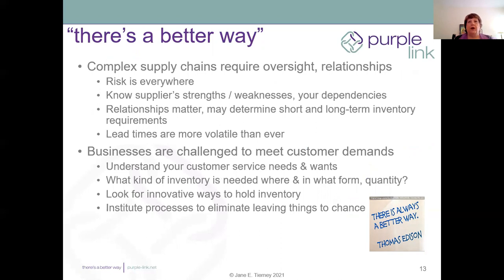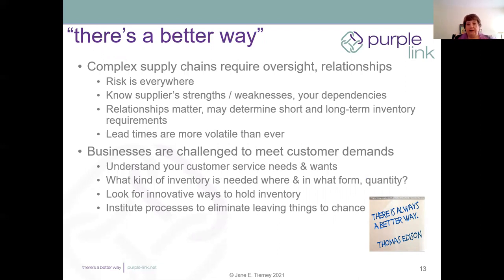Complex supply chains require oversight and they require relationships. Risk is everywhere in the supply chain. So you need to know your supplier's strengths and weaknesses, know your company's strategy, and know the dependencies you have on your various suppliers for the different parts. Relationships really matter, and they can help you get through long-term and short-term inventory changes, and they can help you get what you need, and they can help you dispose of what you don't need, or to push back on some of the things that you forecast but don't need any longer.